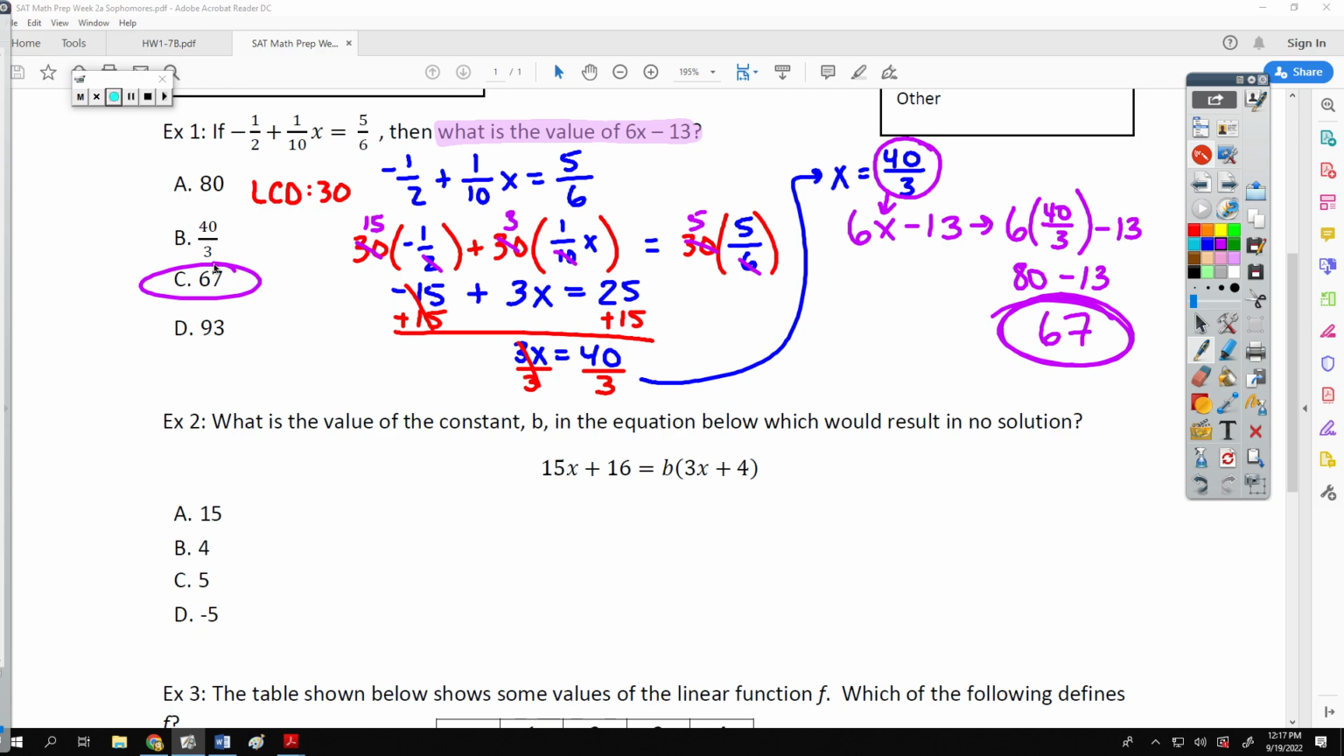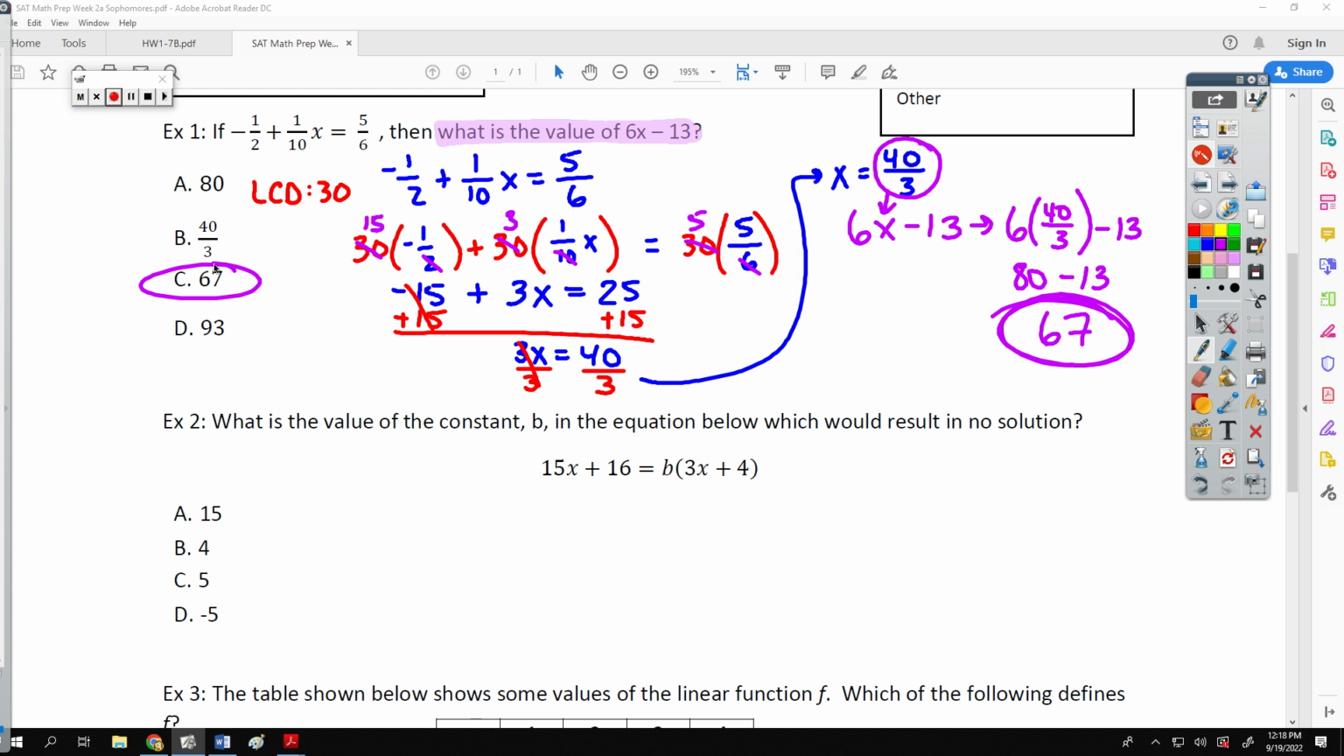Now notice the incorrect answers for this question are the value of x, 40 over 3, that is incorrect because it does not answer the question. 80, which is 6 times 40 over 3, meaning you would have forgotten to subtract the 13. And D, 93, which would mean you would add 13 instead of subtract 13 as you're evaluating 6x minus 13. So all 3 wrong answers are the result of a simple mistake. So you need to be very careful when you are doing these questions not to make those simple mistakes. That's the SAT. It's all about precision.